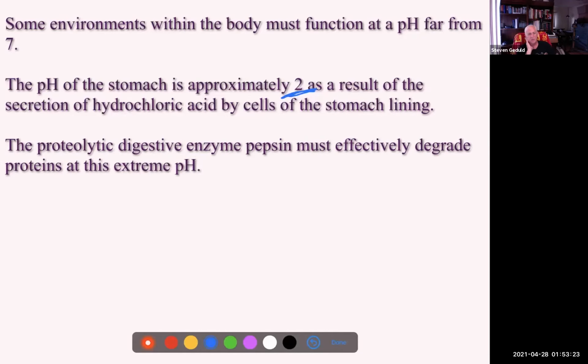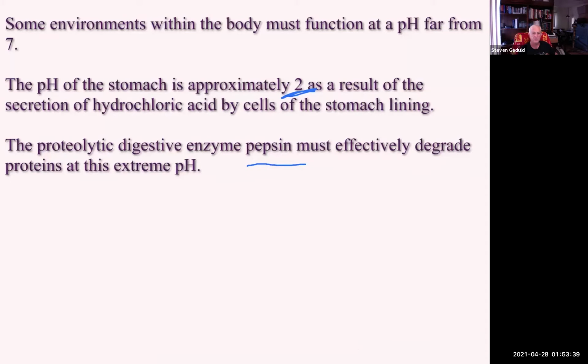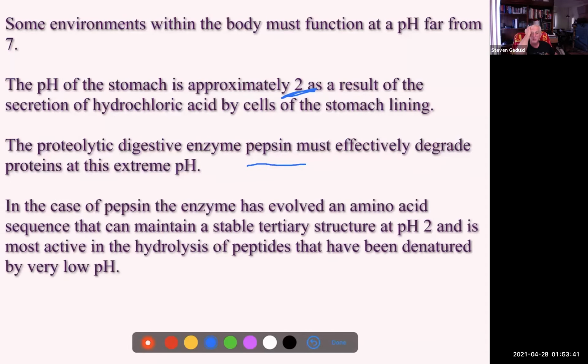The proteolytic digestive enzyme pepsin must effectively degrade proteins at the pH of 2. So pepsin is functional. Pepsin works. The active site remains functional at pH of 2, not the pH of 7 like other enzymes, because of where it is. In the case of pepsin, the enzyme has evolved an amino acid sequence that can maintain a stable tertiary structure at pH 2, and is most active in the hydrolysis of peptides that have been denatured by a very low pH.